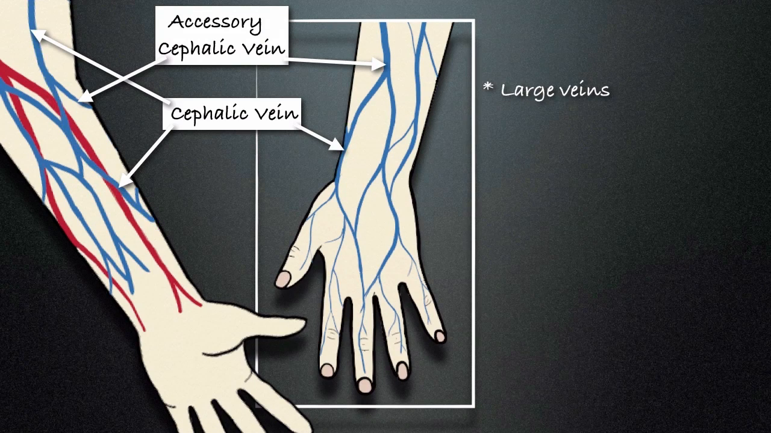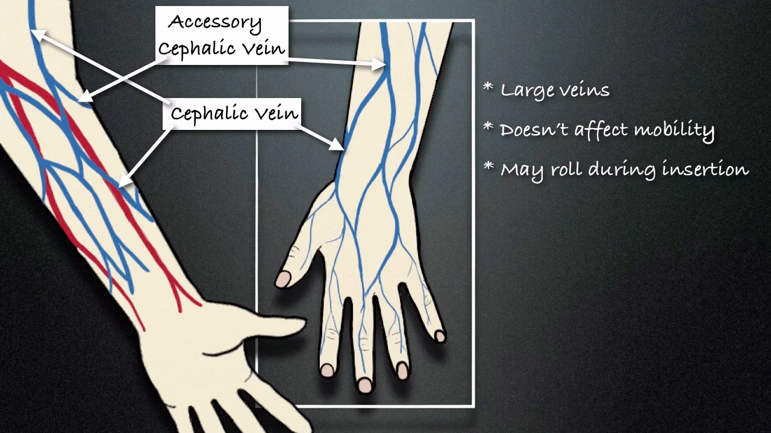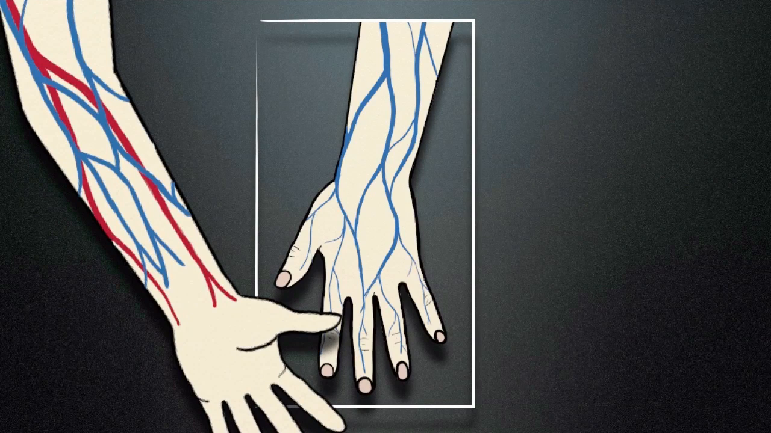They are large veins, and the mobility of the patient's arm and hand is generally not affected, unless it is started at the wrist. These veins may roll during insertion, so you should anchor them well, which we'll talk about in the next video. Insertion is generally said to be less painful than the metacarpal veins.